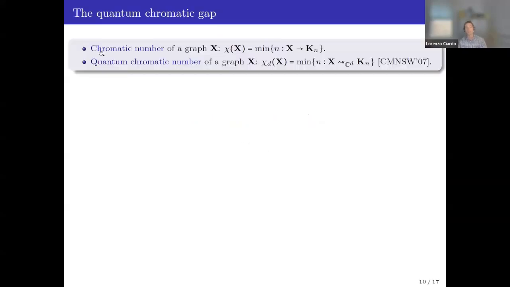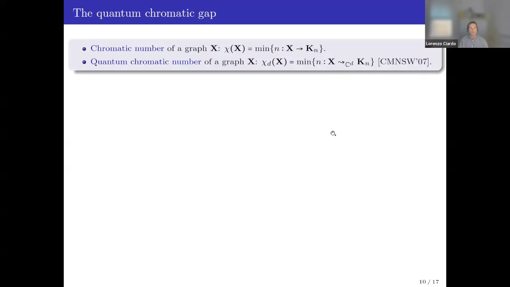Okay, so what is the chromatic number of a graph? Well, it is the minimum integer n such that the graph admits a homomorphism to the n-clique. So the minimum n such that the graph is n-colorable. One can then define the quantum chromatic number as the same thing, but when I consider quantum colorings instead of classical ones. In particular, I'm going to index the quantum chromatic number via d, which is the dimension of the Hilbert space. So chi_d of X is going to be the minimum n such that X admits a quantum homomorphism over C^d to K_n. This is a notion defined by Cameron, Montanaro, Newman, Severini, Winter.